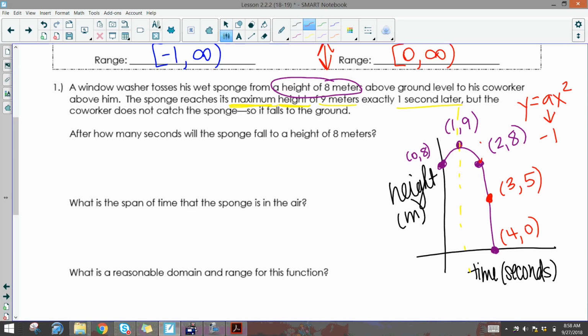This says, after how many seconds will the sponge fall to a height of 8 meters? Okay, well, we went up, now we're coming back down. How many seconds did it take to get back down there? 2 seconds. Okay. And then, what is the span of time that the sponge is in the air? Well, it starts here, travels up, and comes back down for a total of 4 seconds.